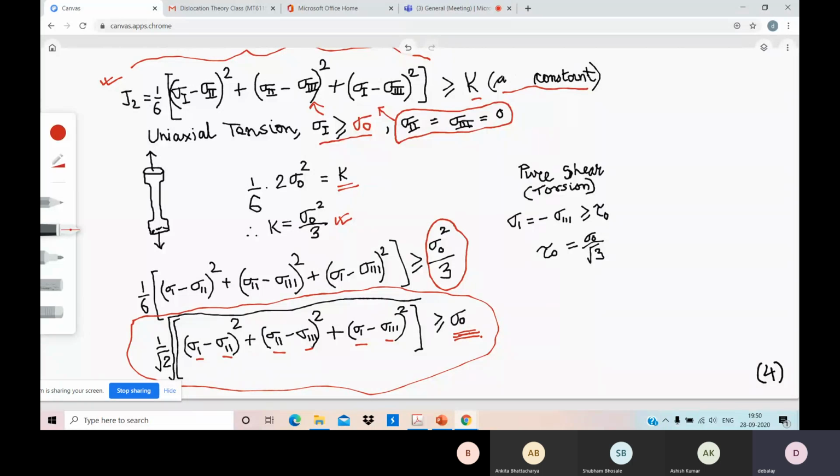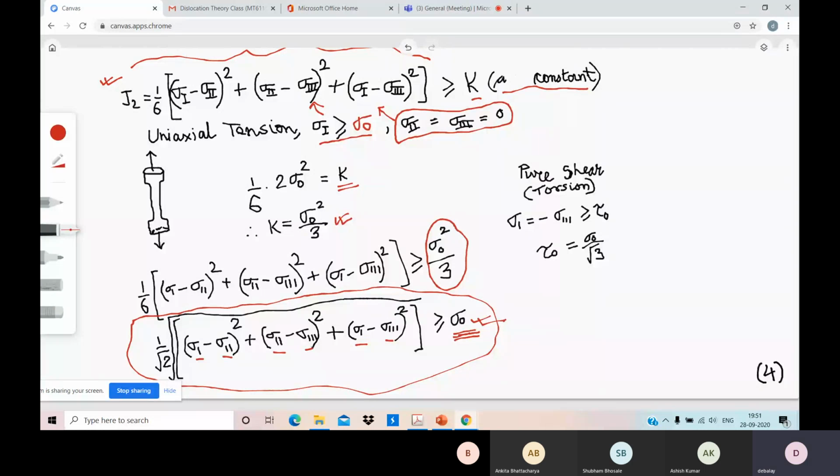Yield strength under uniaxial tension. Why are we expressing these in terms of sigma naught? Because it is very easy to calculate from your tension test. And all standards actually represent tension test results, yield strength values under tension. So this value for every material is easily available.